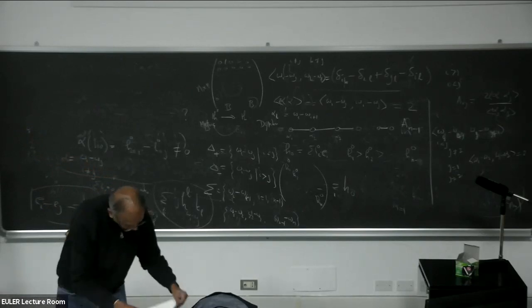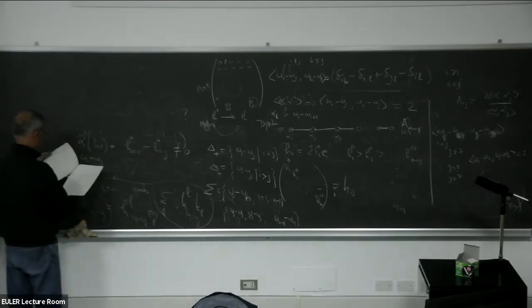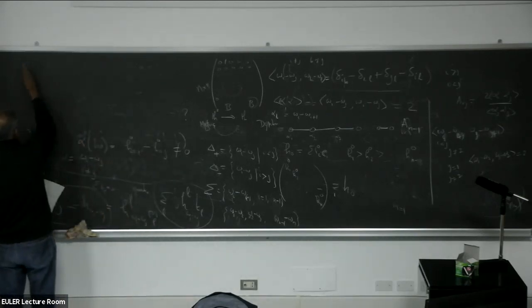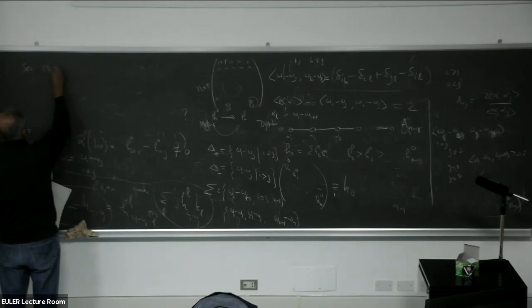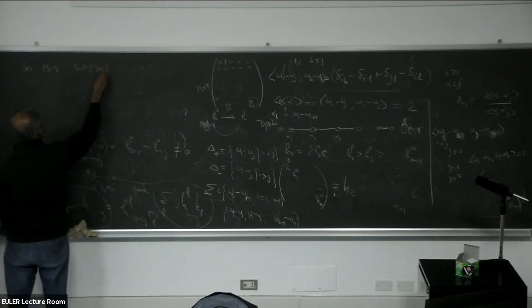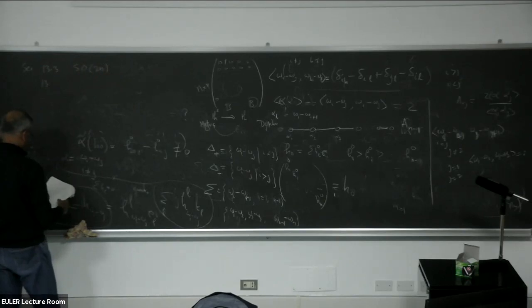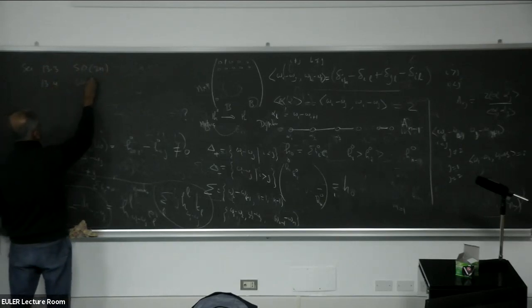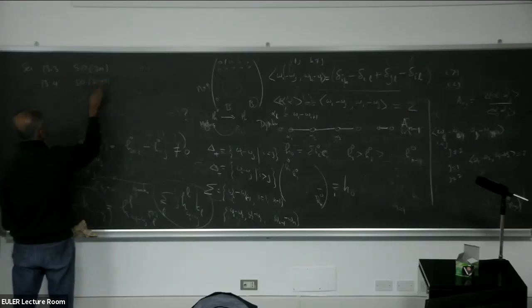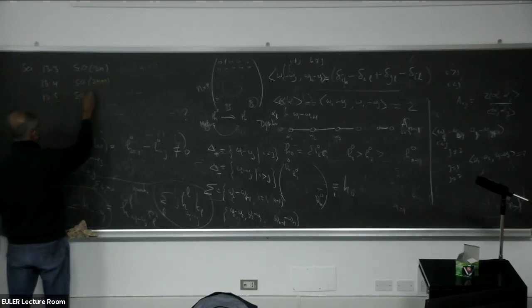Yeah. So first of all, chapter 13. Section 13.3 is for SO(2N), and 13.4, I think, is for SO(2N+1). And 13.5 is for Sp(N).